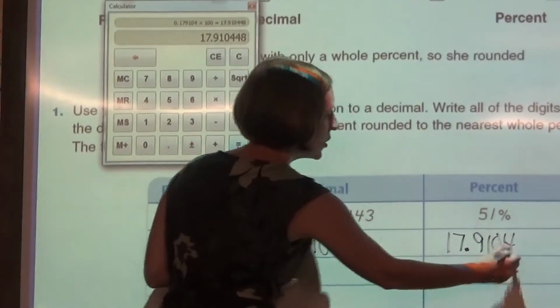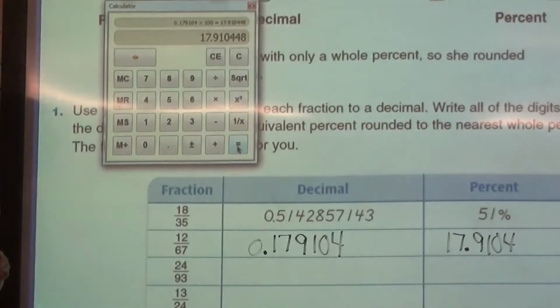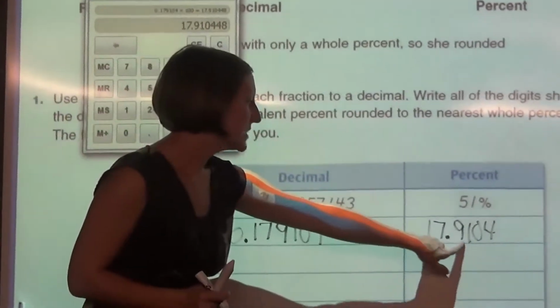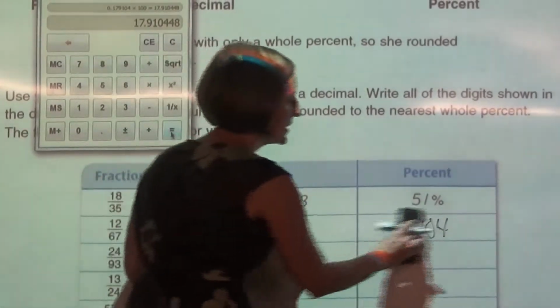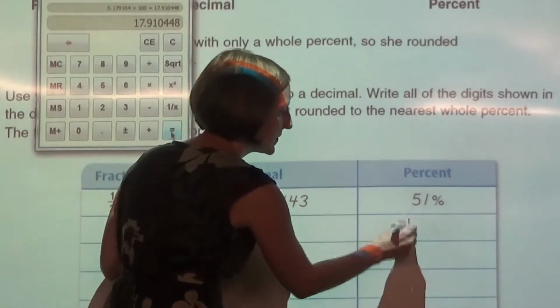9104. Now remember, I want to round to the nearest whole percent. So I look at the 9 in the tenths place. The 9 tells my 17 to go up. So what I would write here is really 18.